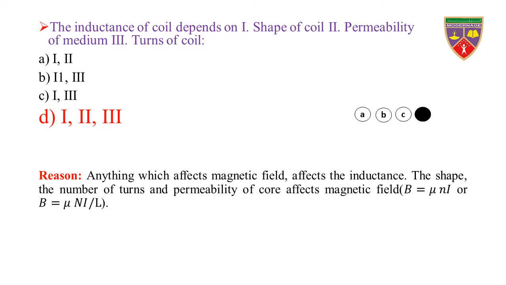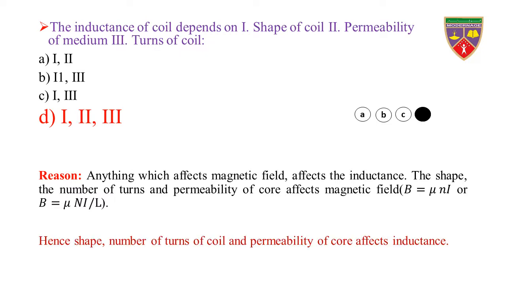Reason: anything which affects the magnetic field affects the inductance. The shape, the number of turns, and the permeability of the core affect the magnetic field B, which is equal to mu n I, where mu is the permeability of the core, n is the number of turns per unit length, and I is the current. Hence, shape, number of turns of the coil, and permeability of the core affect inductance.